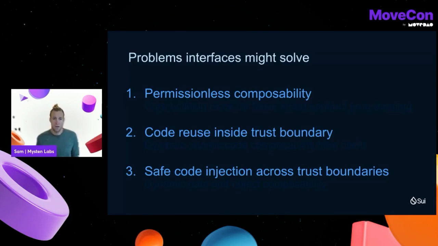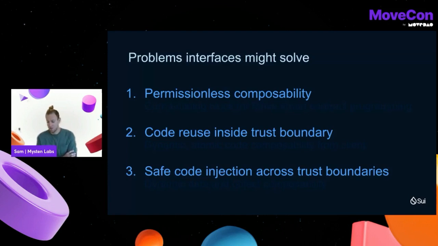Another might be code reuse inside a trust boundary. Maybe I'm writing a math library, maybe I'm writing a cryptographic library. There's a bunch of things that want to use the common algebraic structure. I don't just want to rewrite that for every different crypto library I have. I just want to have something that implements the add interface, and I write code that works for everything that has addition.